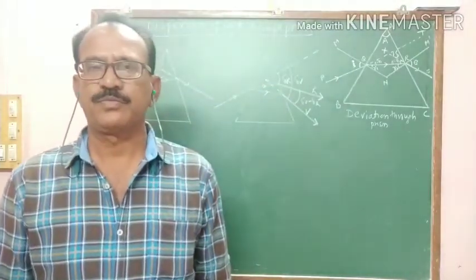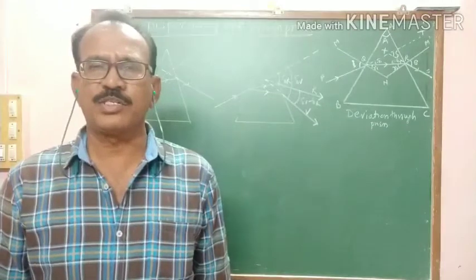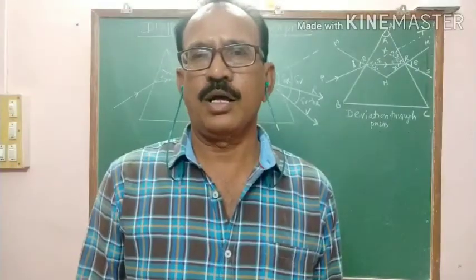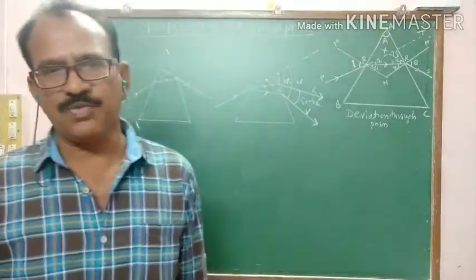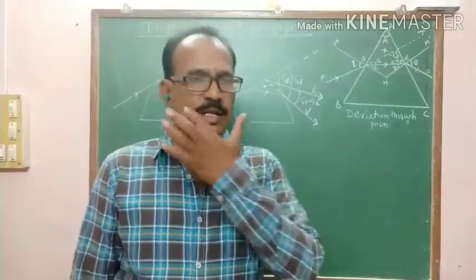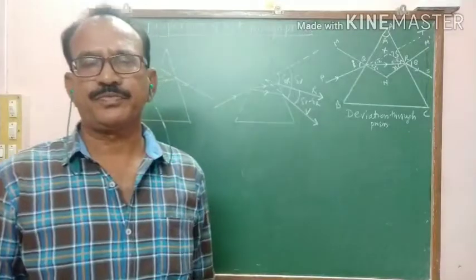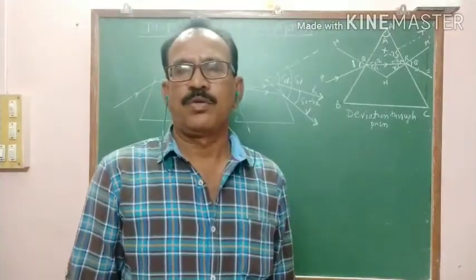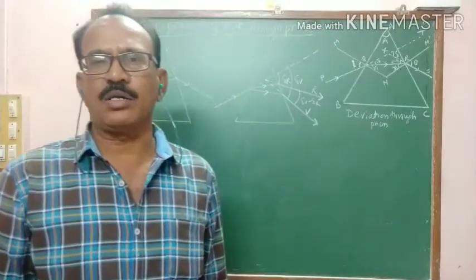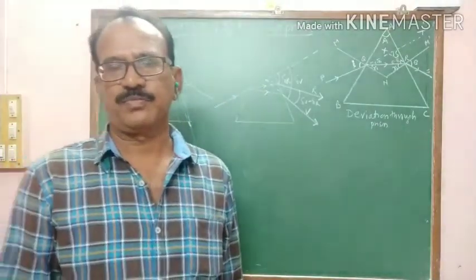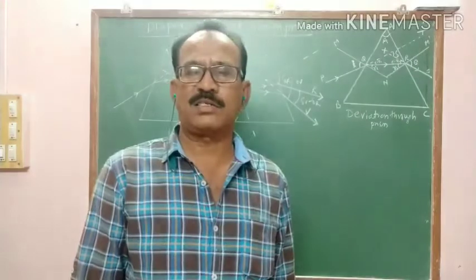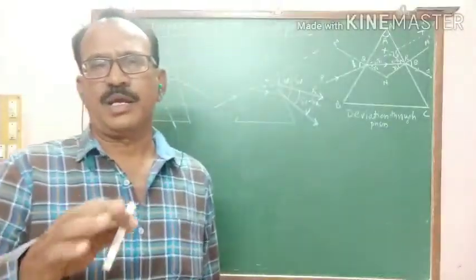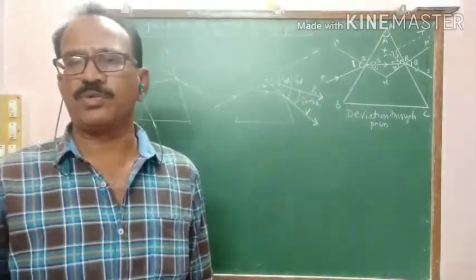Yesterday we have seen about the dispersion of light. In the dispersion of light, I have told you that when the white light is incident on a transparent medium like glass, at that time it gets refracted into 7 colors. We call it VIBGYOR.